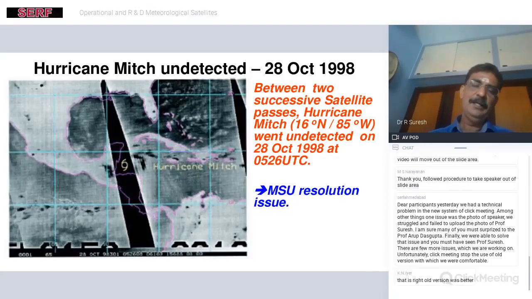You can very well see there are cases in which even the cyclones have been missed by the same satellite, but other satellites might have covered them.